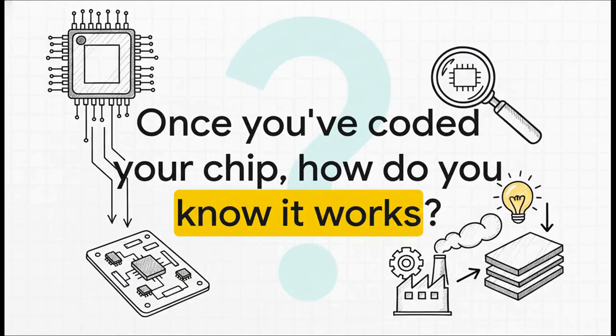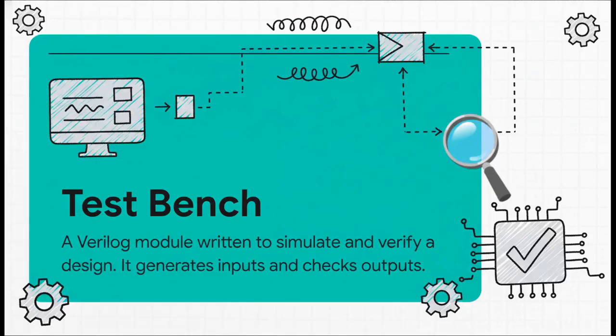Okay, so this brings us to the most critical part of the whole process. You've got this massive text file describing your chip, but you can't just press run and see what happens. So how do you test it before you commit to that multi-million-dollar manufacturing step? The answer is something called a test bench. And this is exactly what it sounds like. It's another chunk of Verilog code, but this one is not meant to become hardware. Its only job is to test your design. It acts like a virtual laboratory bench, feeding inputs into your circuit and then checking if the outputs are exactly what you expect them to be.